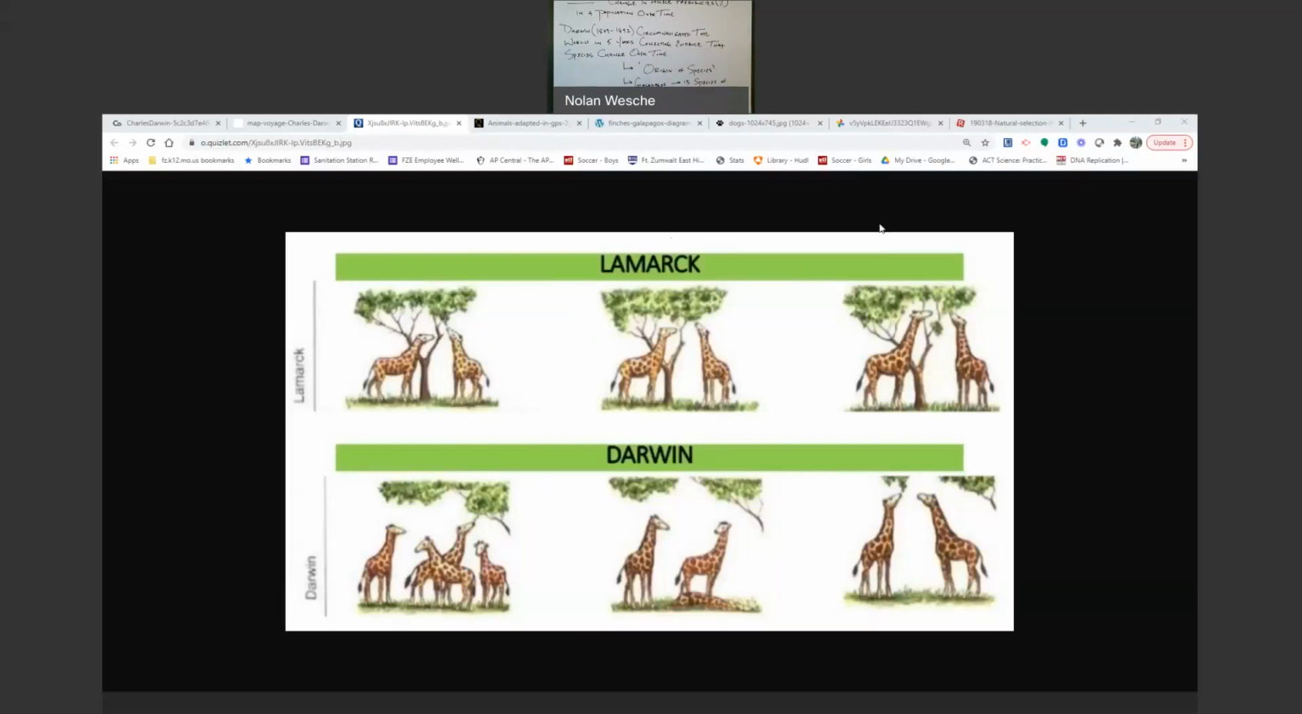And that if these giraffes, so let's say we have these two giraffes, right, and one can reach the leaves and the other can't, Lamarck says that if this other giraffe reaches and reaches and reaches, they're going to grow longer necks. And we know that's not how evolution actually works.